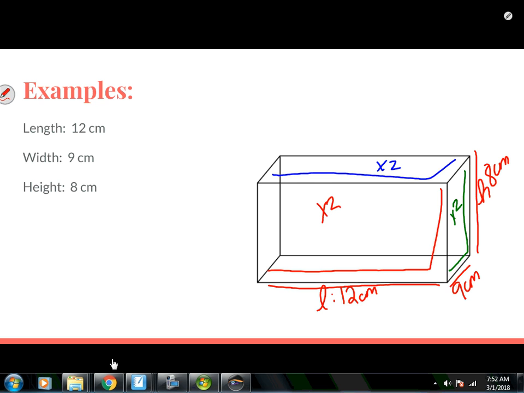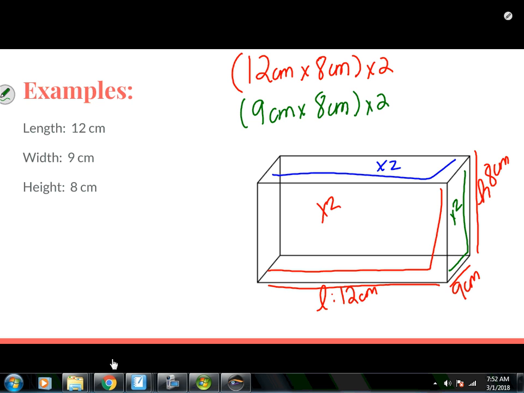We have our length, which is 12 centimeters, times our height, which is 8 centimeters, times 2. Our green, we have 9 for our width and 8 for our height. 9 centimeters times 8 centimeters times 2. And then for our top and bottom, we have a length of 12 centimeters times our width, which is 9 centimeters. All of that times 2.